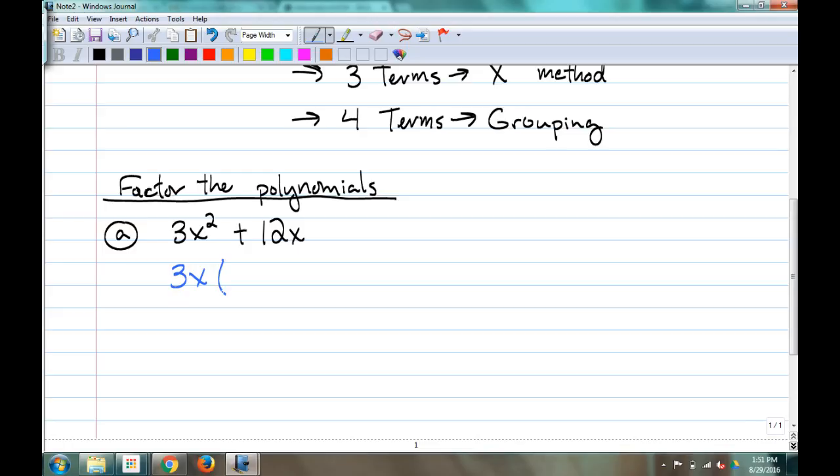And then you're going to have parentheses. What times 3x gives me 3x squared? x. Yeah, 1x or x. What times 3x gives me the 12x? 4. And you don't need the x because it's already out here. That's the factored form for that polynomial. So that's using the greatest common factor is what we're doing there.